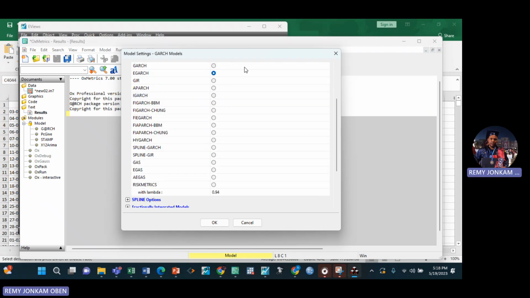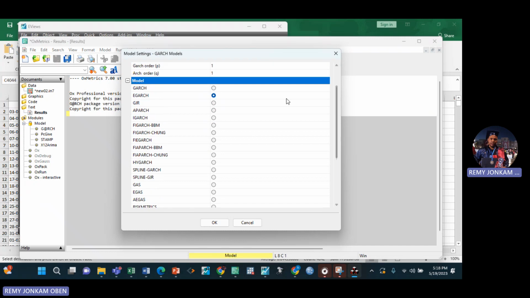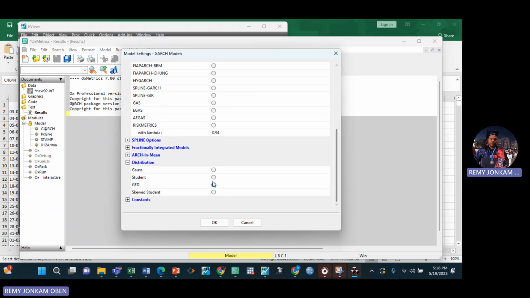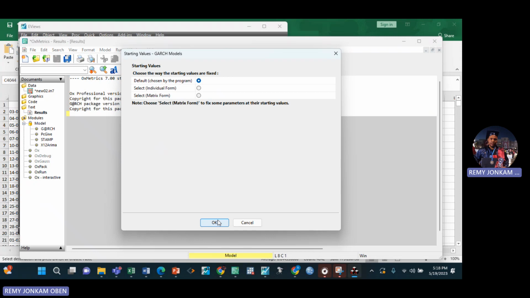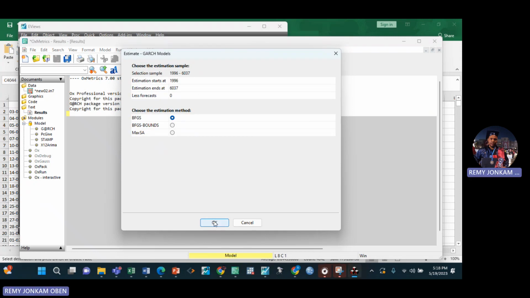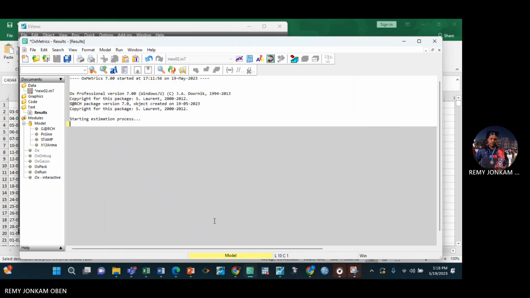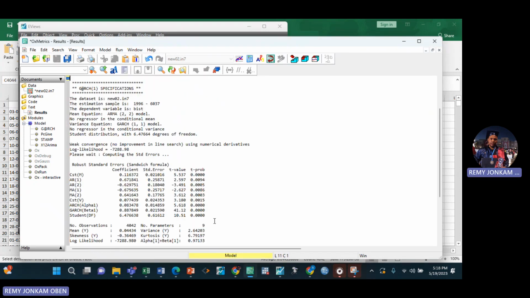For models, again, I will start with the generalized GARCH, the GARCH model. Then here I will use student distribution. It is the best distribution to use for the GARCH model. Don't change anything here, click OK. Don't change anything, click OK. And wait for it to come. Okay, we have good results now.